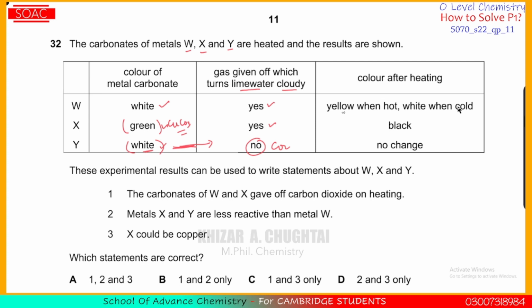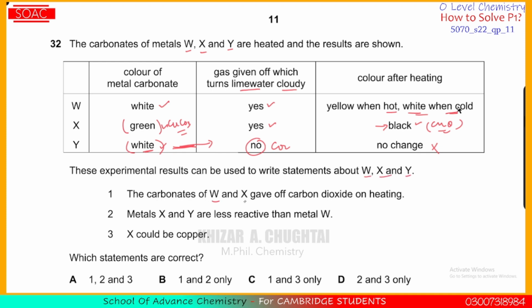Come to the last one: yellow when hot and white when cold. This is the first one. The second one is going to show black in color, that is going to make copper oxide, the black oxide. And this one shows no change in color. These experiment results can be used to write statements about W, X, and Y.